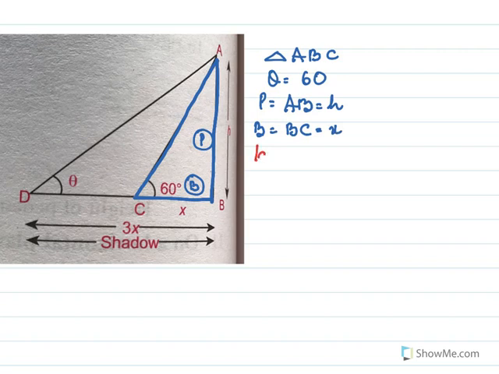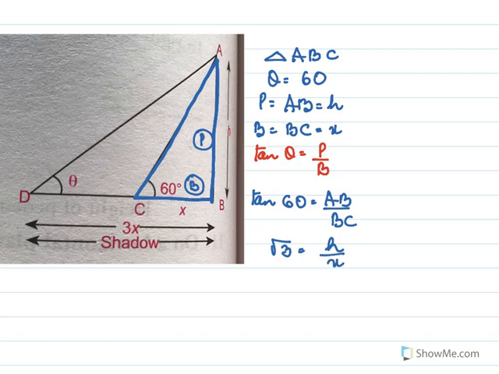And we know tan 60 is perpendicular over base. Tan 60, perpendicular AB, base BC. So root 3 equals H over X. So I now have my H equal to root 3 x.